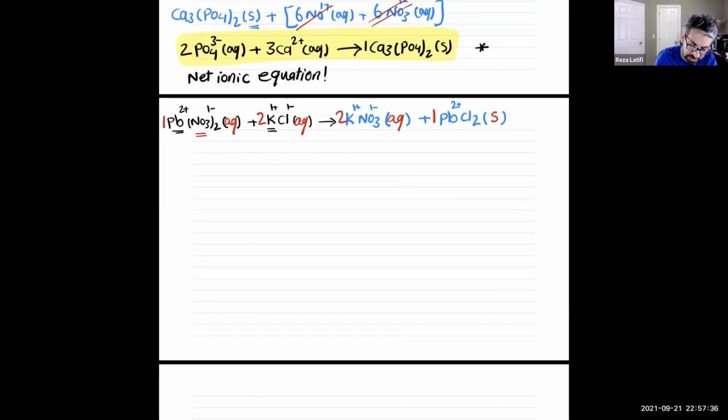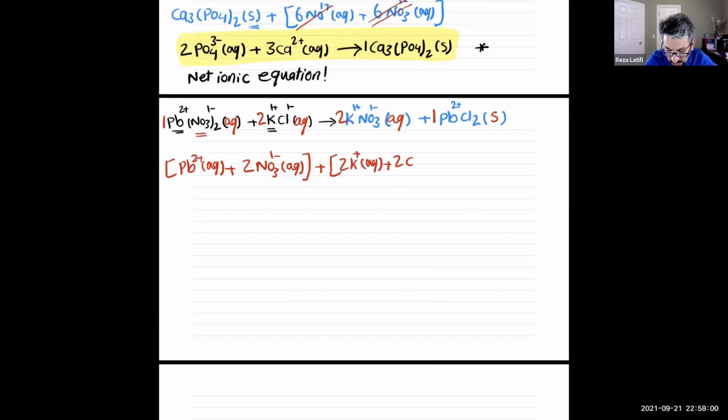Okay, let's break it down to ions. First one, I will break it to lead ion plus 2 nitrate ion. Next, I go 2 potassium ion plus 2 chloride ion. Now I will get the product. Product, I see 2 potassium ion plus 2 nitrate ion. And then we get 1 mole of lead chloride, and it's solid.